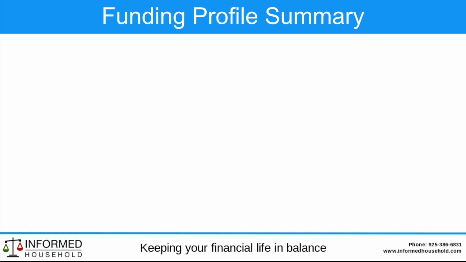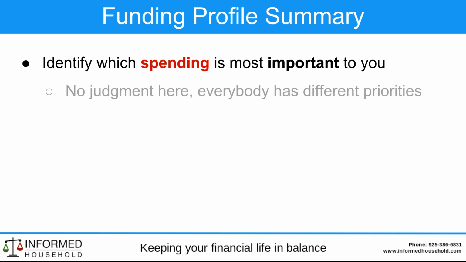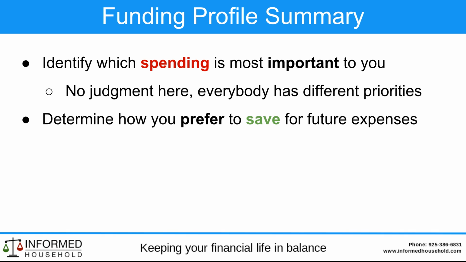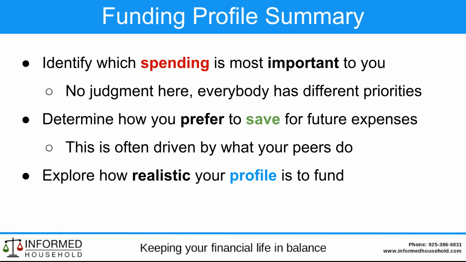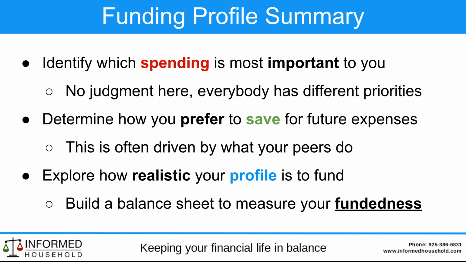So in summary, what we're trying to do with the funding profiles is identify which spending is important to you. And again, there's no judgment. Everybody has different priorities, so we've got to find what's fine for you. We want to determine how you prefer to save for the future. Again, a lot of this may be driven by what other people do. There's again no right answer. We're just trying to find out what's appropriate to you. But the check on this is really running your fundedness, so we can find how realistic your spending and saving strategy is to be able to fund your future lifestyle.